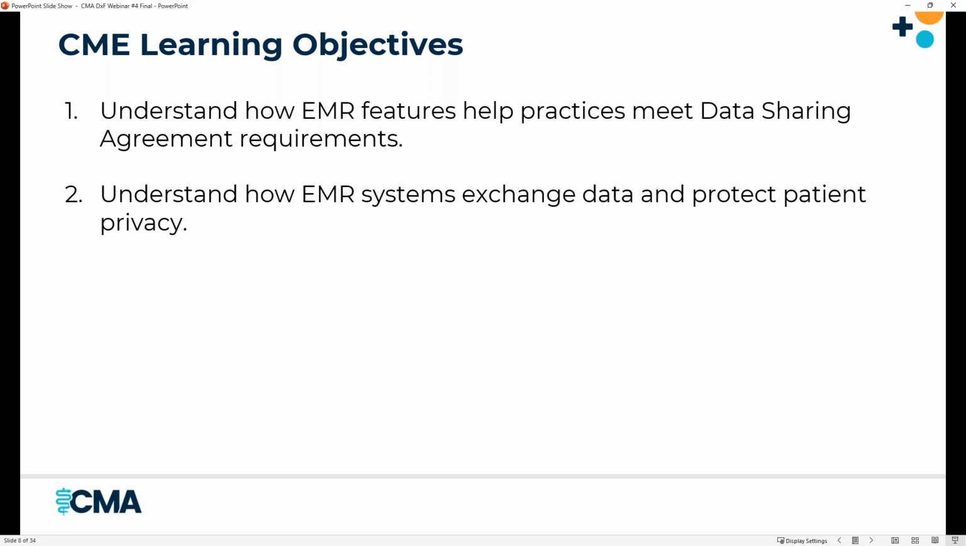We'll talk about two main objectives today, really about the features that help your practice to comply with the data sharing agreement. That's mainly around making sure that the appropriate data points are shared, there are patient privacy protections, as well as close to real-time abilities to exchange data, to respond to requests, to take action, and also to access information.